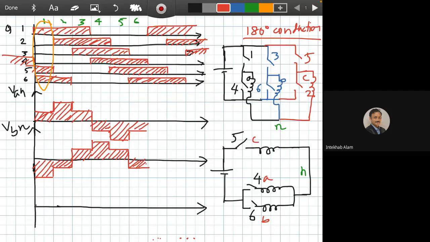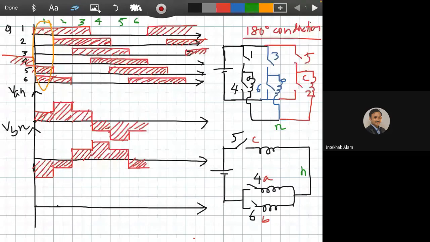Okay. It's good. Thank you, Sajal Kumar Ghosh. We have already completed 360 degrees. So up to this point, do you have any question? 360 degrees is good enough to understand the whole wave shape. If you want to draw more, it's your choice.